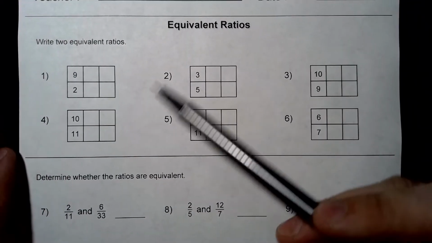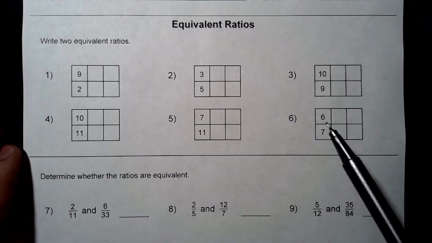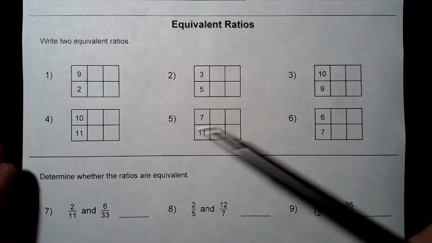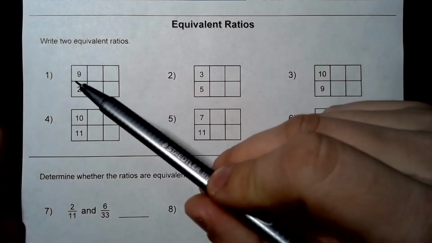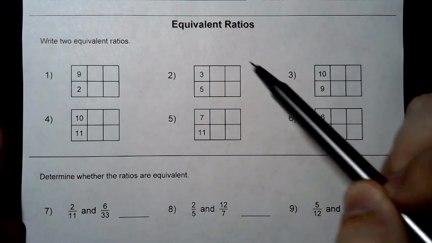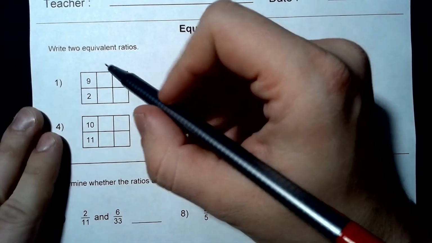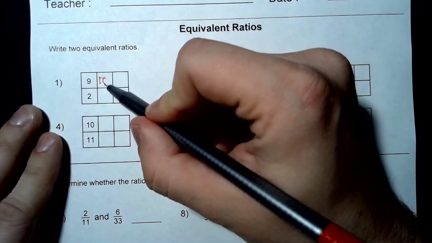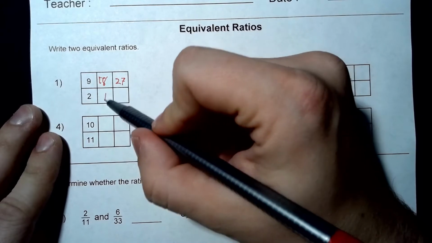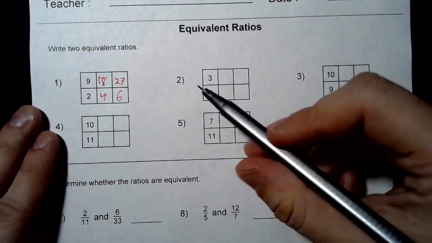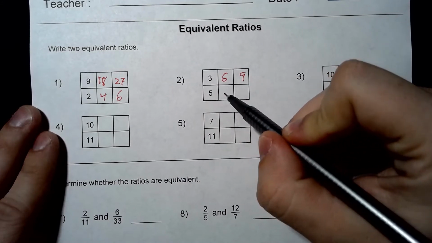So for starters, what this part wants you to do is to fill in the rest of those tables. So for number 1, as you might recall from our ratios and using ratio tables, all you are doing is filling in those tables by counting by whichever number is on which side. So for number 1, the top is counting by 9, so 9, 18, 27, and the bottom is counting by 2s, 2, 4, 6. Number 2 will do the same thing, 3, 6, 9, and 5, 10, 15.